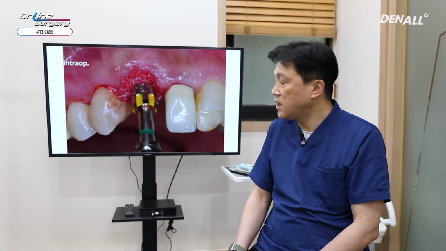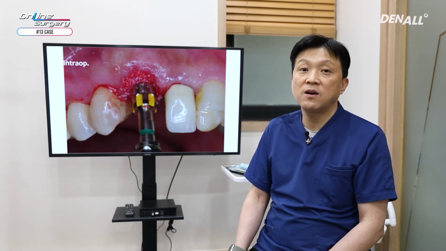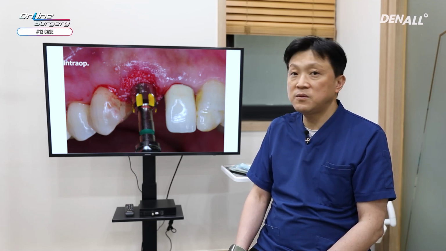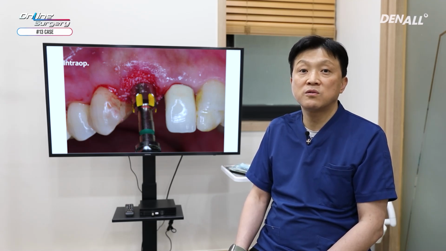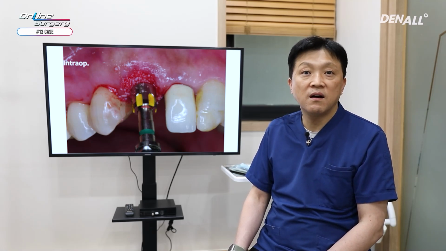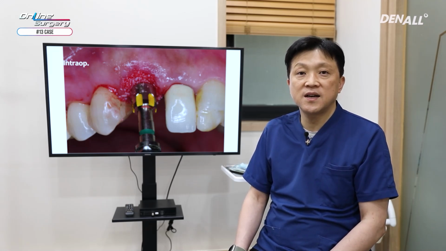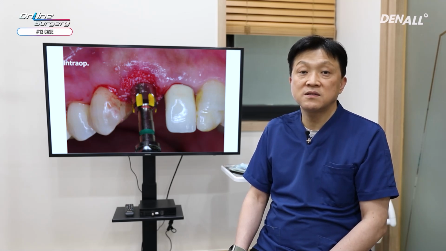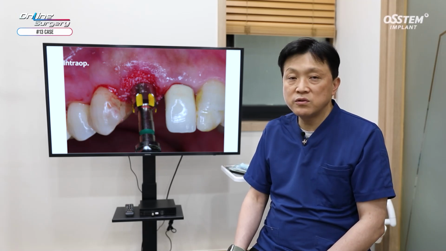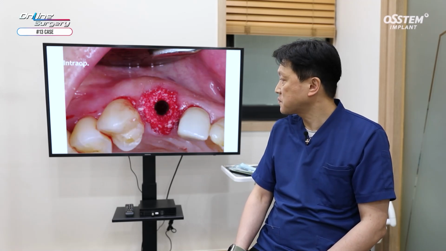When you do dual zone graft, if you put in a healing abutment first, because of the diameter of the healing abutment, then there can be difficulties in putting in graft material because it has a wide diameter. In my case, with the implant driver on, I put in the bone graft material. When I use A Oss collagen, the collagen graft material itself has self-aggregation properties, so we can prevent scattering of graft material. When you do dual zone graft, I think it has many advantages in using collagen graft material.